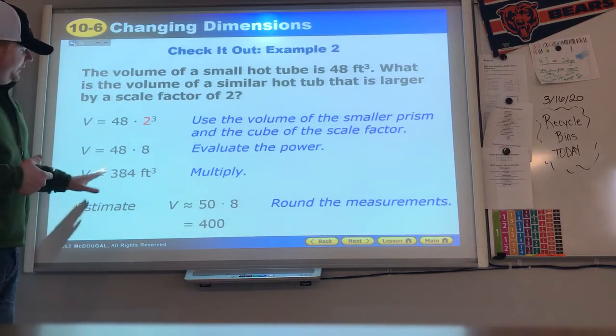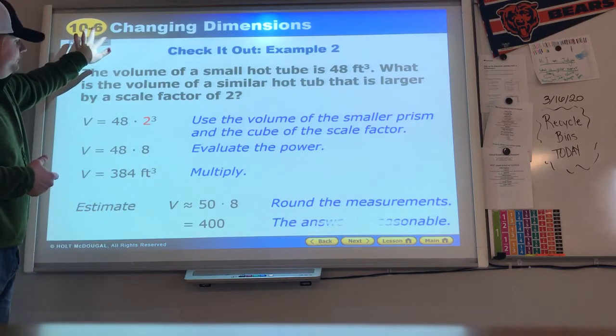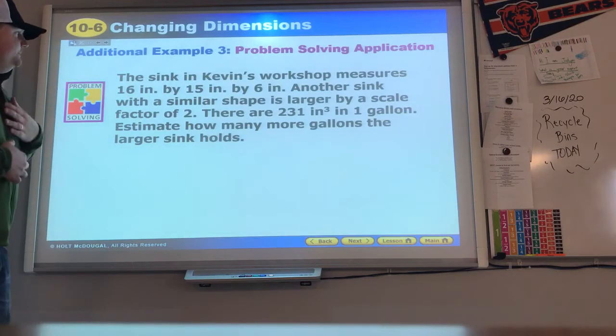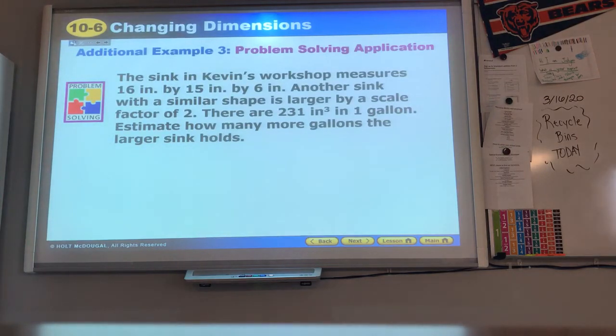Okay. They did get 384. Remember, we don't have to do the rounding. I'm happy with the straight math. All right. Now, the sink in Kevin's workshop measures 16 inches by 15 inches by 6 inches. Another sink with a similar shape is larger by a scale factor of 2. There are 231 inches cubed in 1 gallon. Estimate how many more gallons the larger sink will hold.